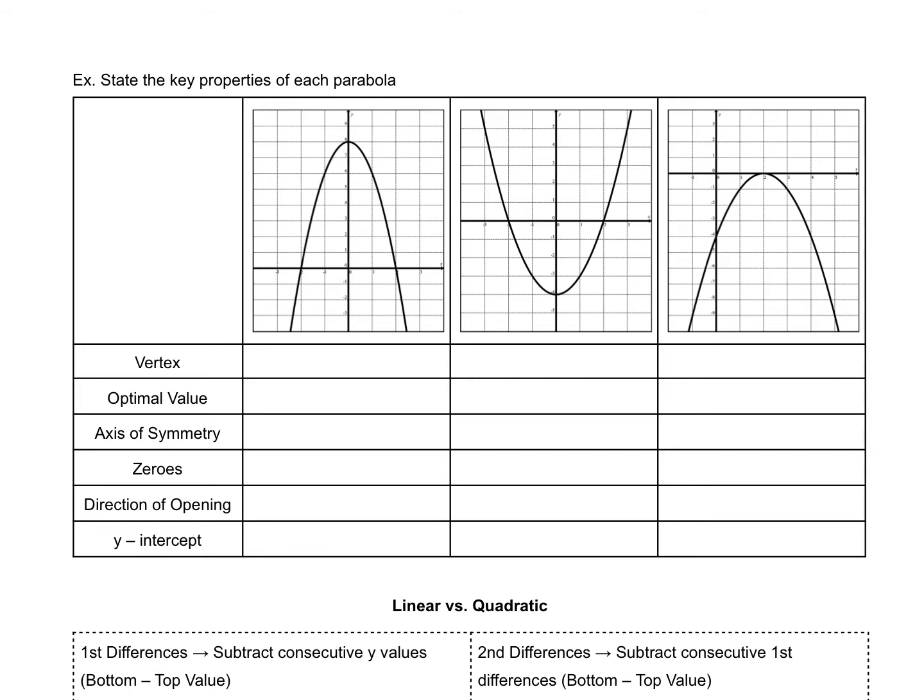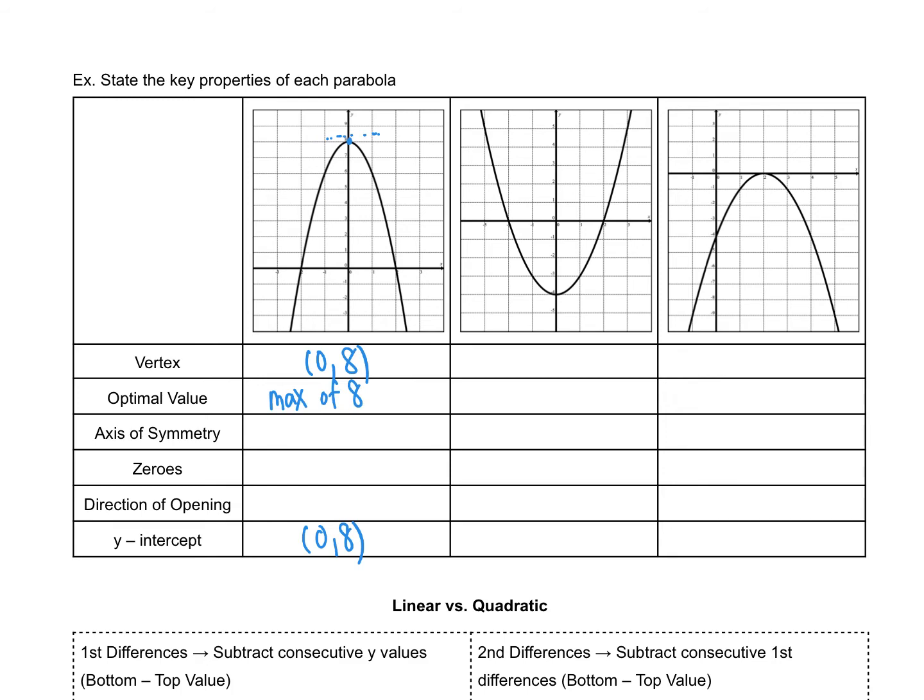So the vertex here is right at the very top, and the coordinate is 0, 8. And you might notice that the vertex is actually on the y-axis, which means the vertex and the y-intercept are the exact same. So I'm actually going to fill in the y-intercept as well. Sometimes the properties overlap. The optimal value, the vertex is our highest possible value, and it is 8. So it's a maximum of 8.